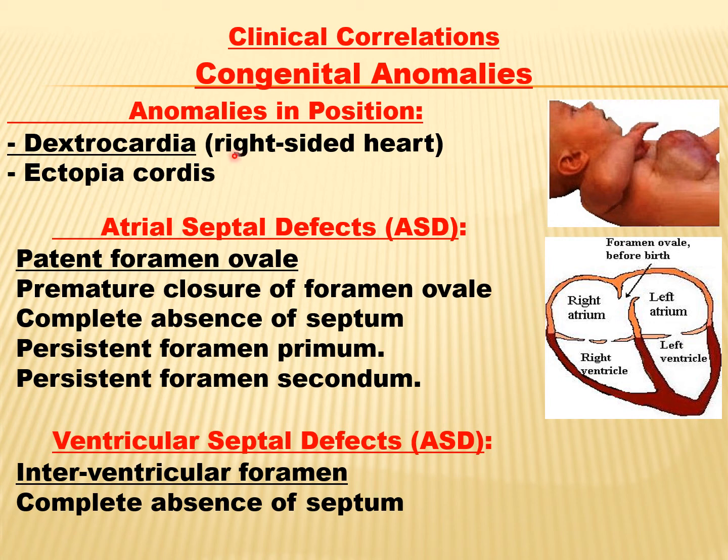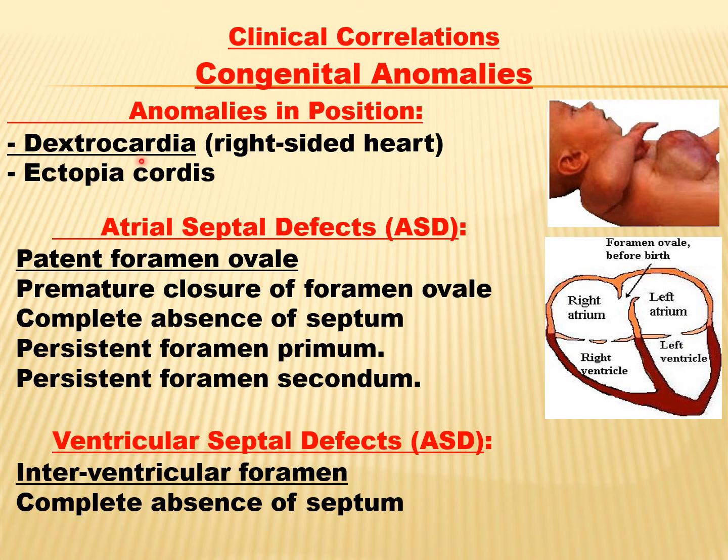This case is usually associated with situs inversus, or reversed or inverted position of the viscera, the internal organs. So when we see dextrocardia, you may expect a left liver instead of its usual position on the right, and appendix on the left instead of the right. So this case is called situs inversus. All the viscera are reversed, including the heart.